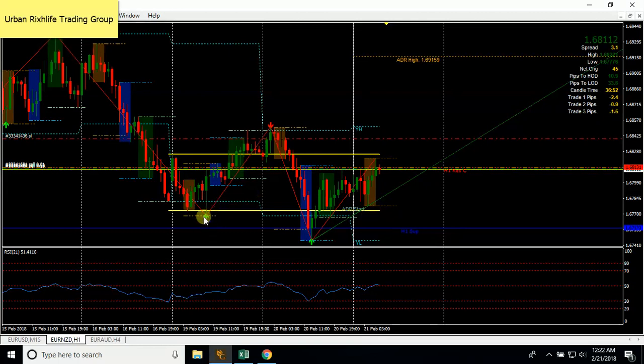If I would have caught this swing low on this hour, I would have bought. Swing high on this hour, sold. Swing low on this hour, bought. Swing high on this hour, sold.